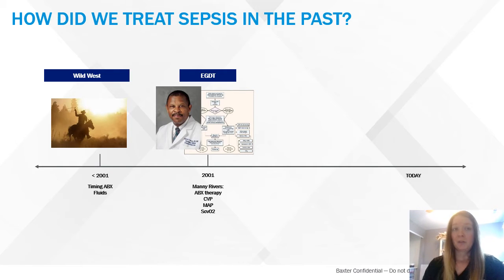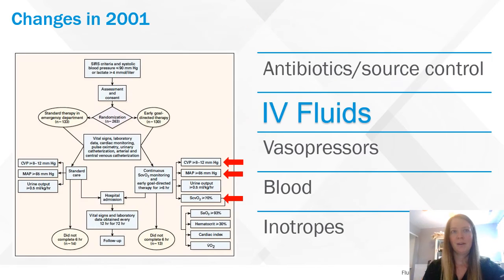So then in 2001, Manny Rivers did a paper that stressed two major things. First, the importance of antibiotic treatment, which should be delivered as early as possible. And his recommendation was within the first 6 hours of diagnosis. And this paper also stressed the importance of hemodynamic benchmarks.